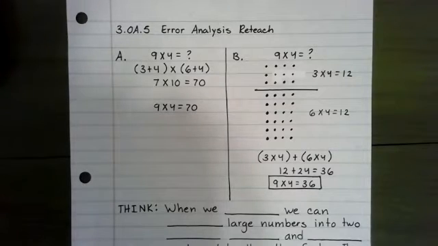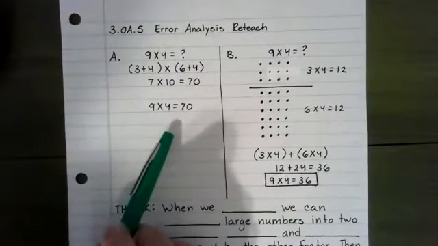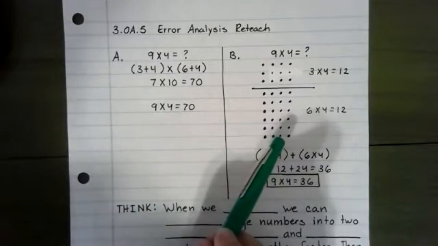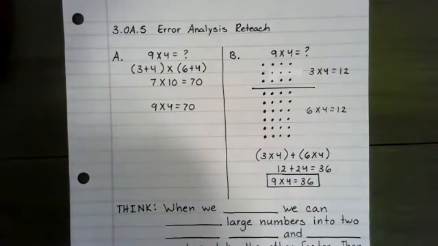If you said that the distributive property is when we break one factor into two parts, then multiply each part by the other factor, then add them together, you're right. Let's look at these two pieces of student work, student A and student B. Which student do you agree with?